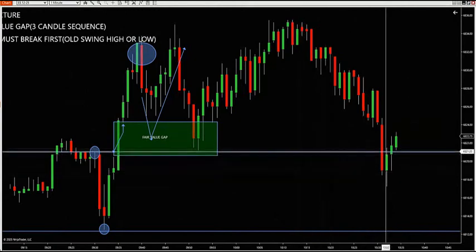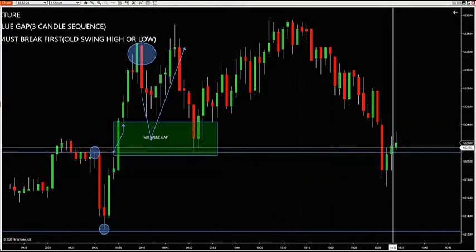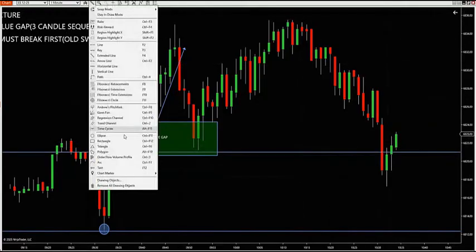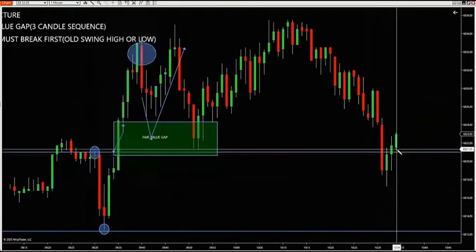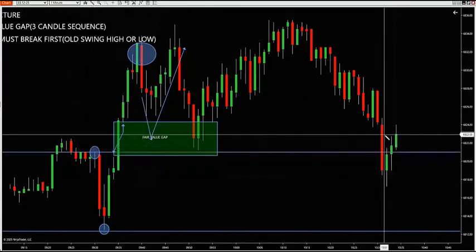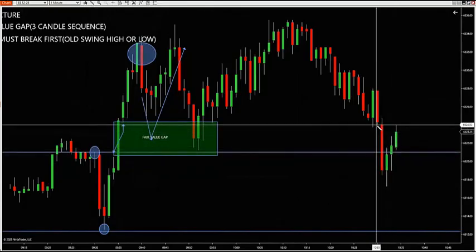See, this is not in this 3-candle sequence, it's not a fair value gap, right? Why? Because the wick here, this wick is into the wick. There's no gap in between the wicks on a 3-candle sequence. This is a gap.